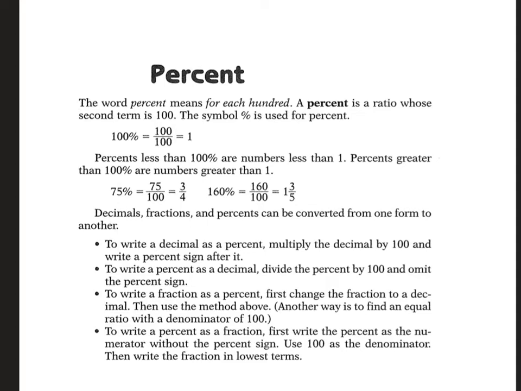To write a fraction as a percent, first change the fraction to a decimal, then use the method above. Another way is to find an equal ratio with a denominator of 100. I prefer using the second method, which is setting up two fractions to make a proportion, but it's totally up to you which way you do it. To write a percent as a fraction, first write the percent as the numerator without using the percent sign. Use 100 in the denominator, and then simplify your fraction.